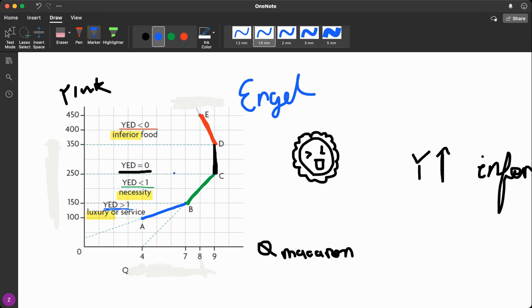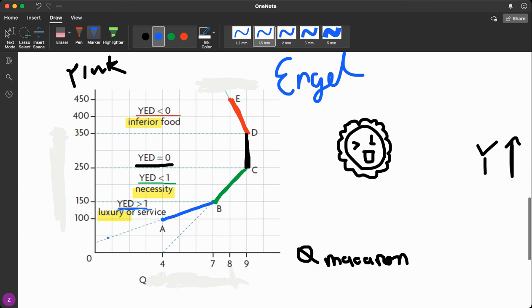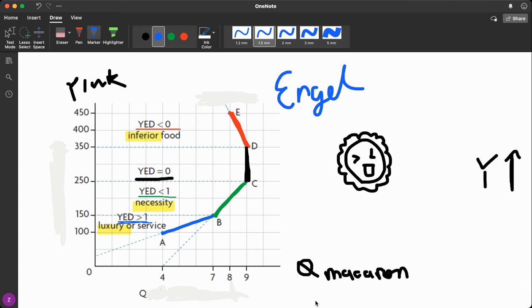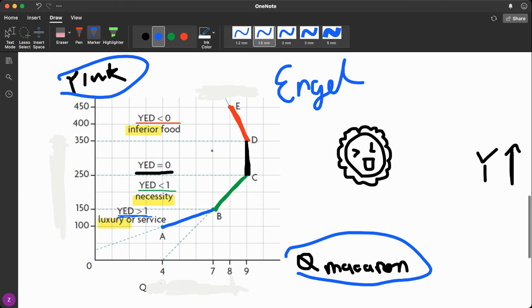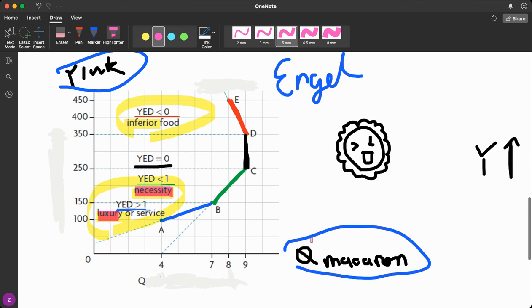So the horizontal axis represents the quantity, for instance, macarons per week, and the vertical axis is my income per week. An Engel curve actually tells you whether the good is normal or inferior. And also from this curve, you'll be able to tell if the good is a normal luxury or necessity based on income. So how am I able to tell this? Just bear with me here.